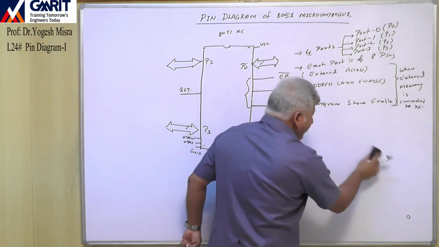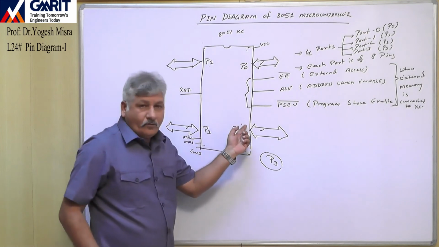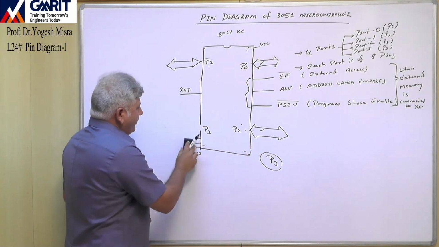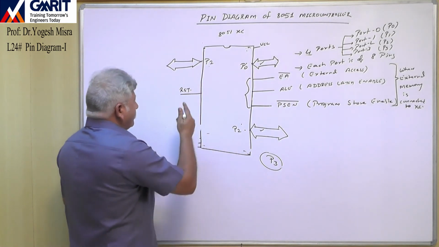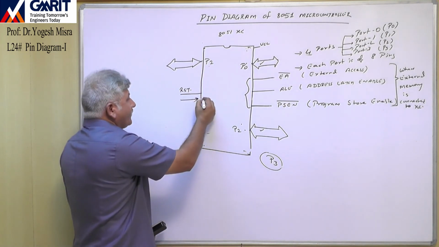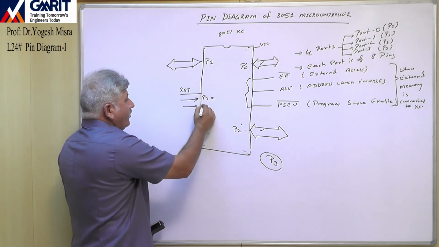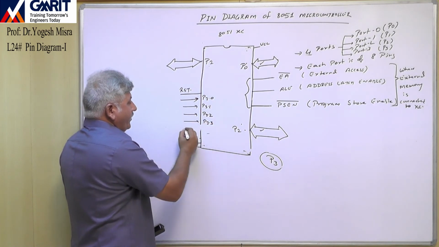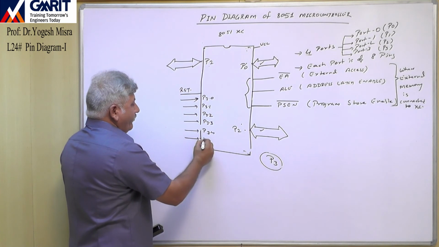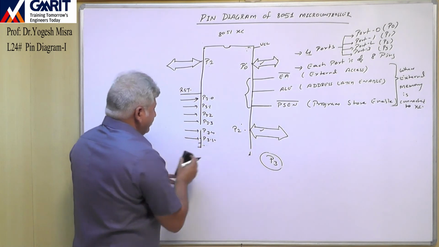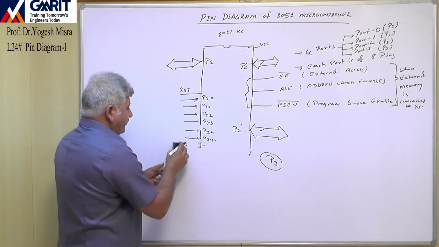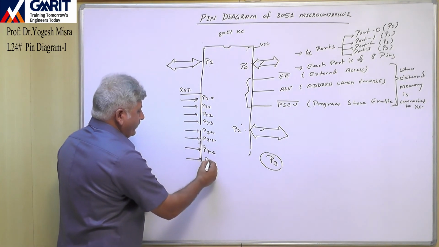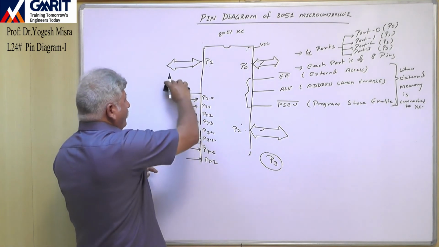Regarding the dual function of port 0 and port 2, we will discuss in another class. And here we will just discuss the dual function of port 3. So in port 3, we have these pins: P3.0, P3.1, P3.2, P3.3, P3.4, P3.5, P3.6 and P3.7. These are the 8 pins of port 3.